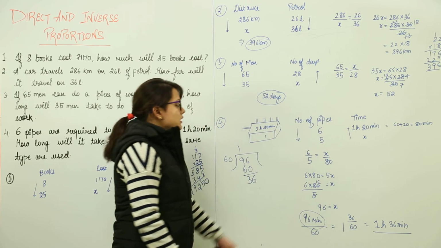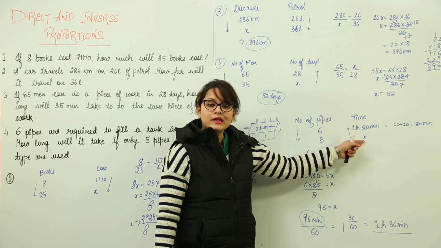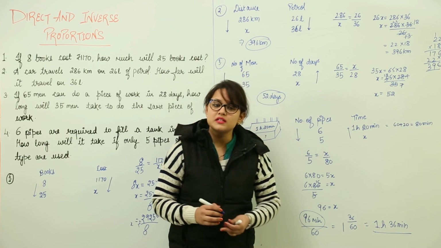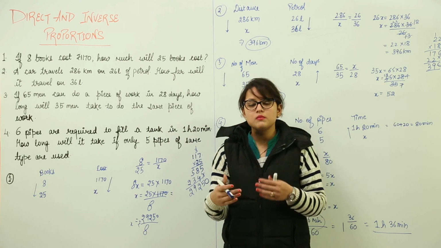Right? That means how long did the 5 pipes take to fill the tank? It took 1 hour and 36 minutes. So that is how you solve such questions. We will be discussing more questions now.